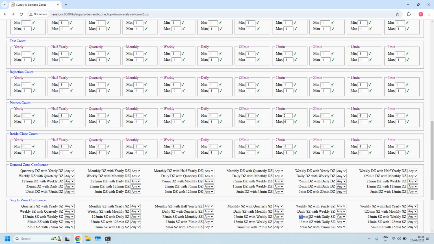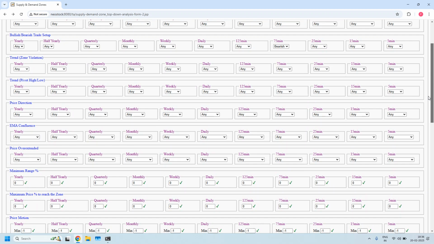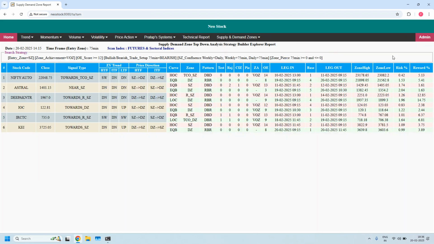First filter is already enabled, 75-minute with daily supply zone confluence. Second filter, 75-minute supply zone with weekly supply zone confluence. Third filter, daily supply zone with weekly supply zone confluence. With all the three filters enabled, LTF, ITF, HTF supply zone confluence, we got 6 stocks.